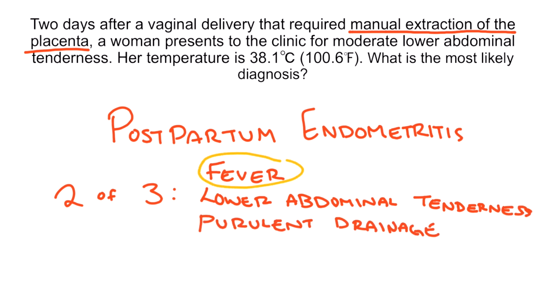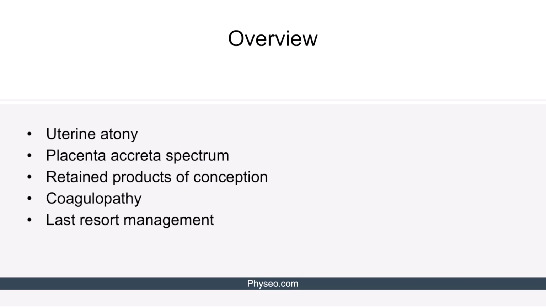Our patient meets 2 of these because she has a fever and lower abdominal tenderness. The treatment is with broad-spectrum antibiotics. So again, the answer to the question is postpartum endometritis. We'll conclude this lecture with a brief discussion of coagulopathy as well as last resort management.